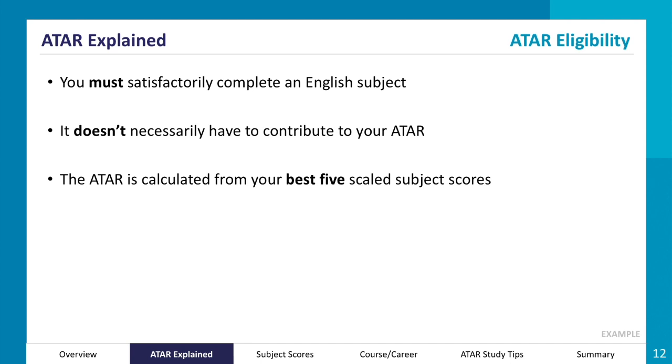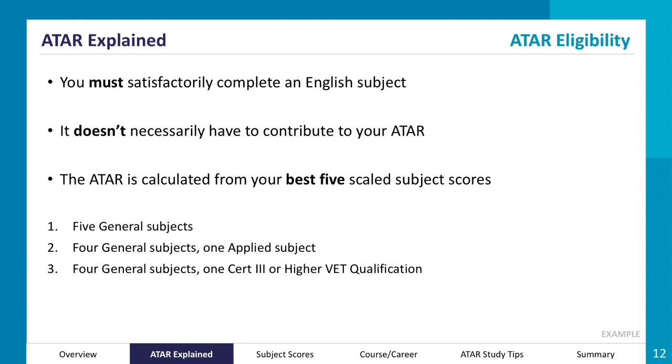In terms of the makeup of those 5 subject scores, you actually have a few different options. It's quite flexible at QCE level. So the first option is simply to do 5 general subjects, and the general QCE subjects are kind of the most common ones. You can also do 4 general subjects and 1 applied subject, or alternatively 4 general subjects and 1 Certificate 3 or higher VET qualification. Now, we'll look at each of these in a little bit more detail, but what this shows is you have flexibility in the way that you make up your QCE study program.